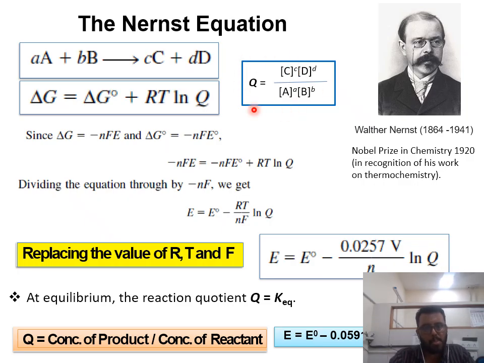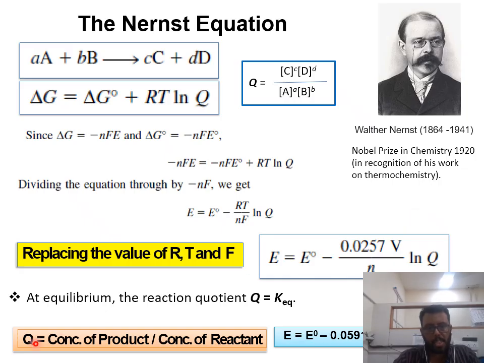Similarly, you can express it like this. We know that delta G is equal to minus nFE, and delta G naught is equal to minus nFE naught. Then you substitute this here: for delta G, substitute minus nFE, and for delta G naught, substitute minus nFE naught plus RT log Q. Divide both sides by minus nF, then this nF gets cancelled. You get E is equal to E naught minus RT by nF log Q. And then if you substitute the constants, you will get 0.0257 volt, or 0.0591 by n log Q.